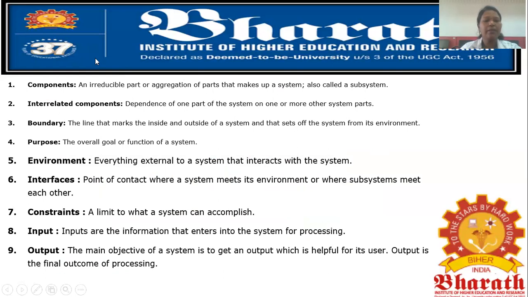So these are the components. What are the components of a system? First the components, then interrelated components, boundary, then purpose, then environment, interfaces, constraints, input and output. So the first four we have already seen, and the remaining things we will see. What is the external environment? What do we need to interact with the system? What interfaces have to be built? Constraints: what are the limitations given from the company side? What are the inputs and what are the outputs to be retrieved?